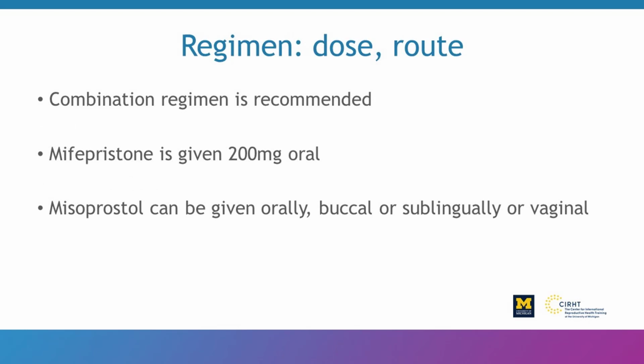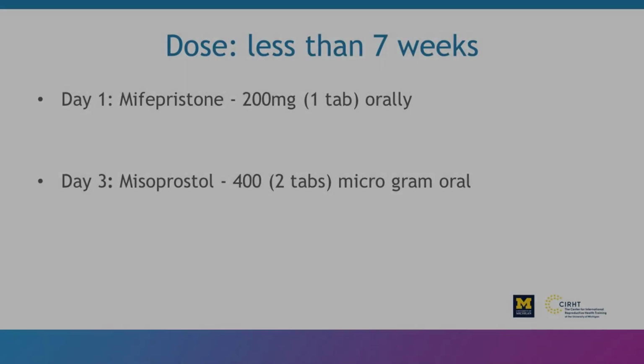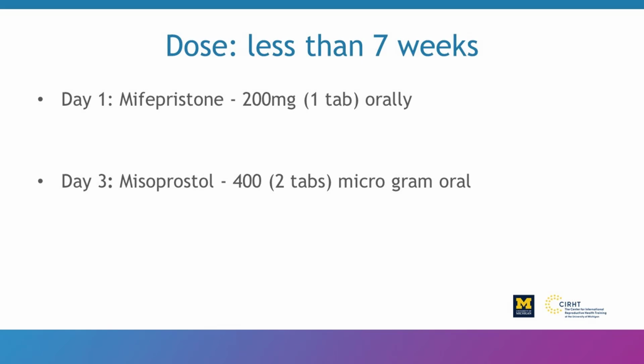So what is the regimen? In general, instead of using Misoprostol-alone regimens, the success rate is very high with combination regimens. So what we recommend is, on the first day, to use Mifepristone 200 milligram PO. Then we can give Misoprostol, which can be given orally, buccally, or sublingually, 24 to 36 hours after Mifepristone. So this is the recommendation in the Ethiopian guideline.